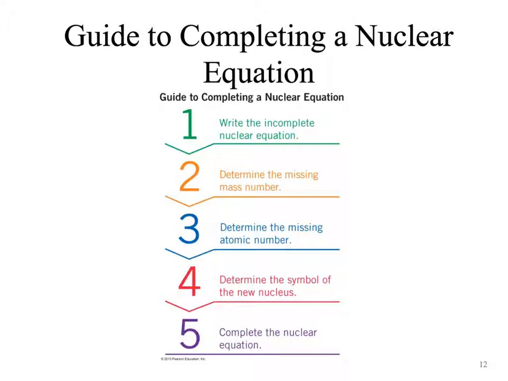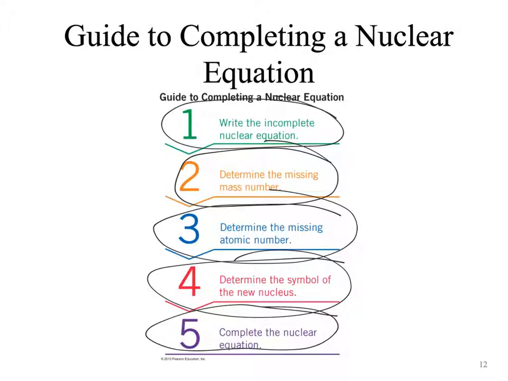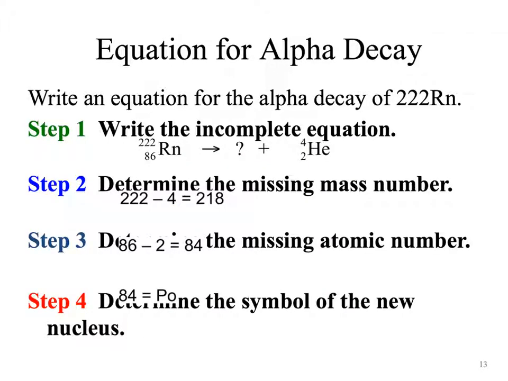So in order to complete the alpha decay equation, you write the incomplete equation, you determine the missing mass number, determine the missing atomic number, the missing symbol of the new nucleus, and then you complete the equation. So let's do it step by step. So we have this going under alpha decay. An alpha particle is this one, right? 2 protons and a mass of 4.